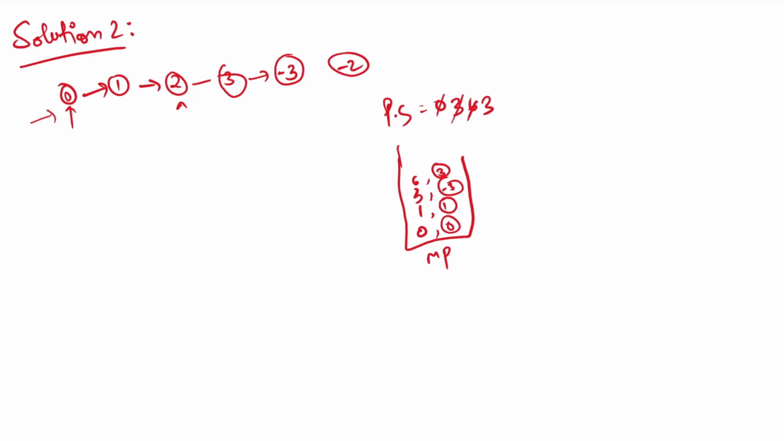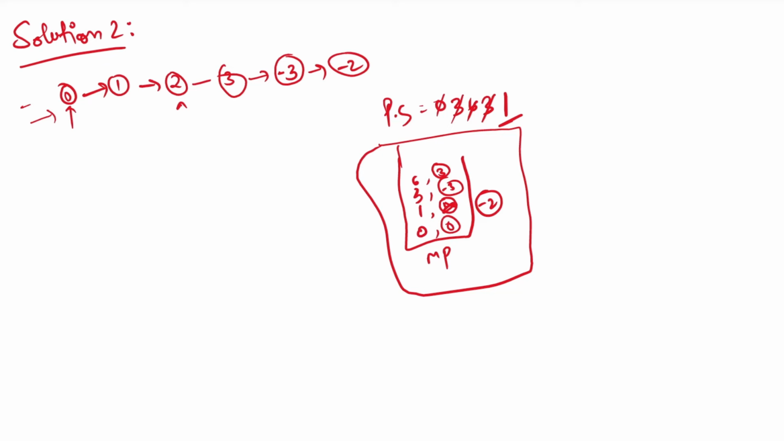Now what we do after this, we come to -2. So once we come to -2, our prefix sum will be 1. Our prefix sum will be 1. So we will go at 1 and change this to -2. This will be -2. Now after adding everything to the map, we do not need this.